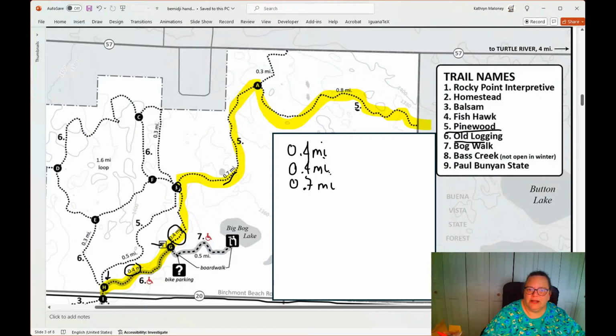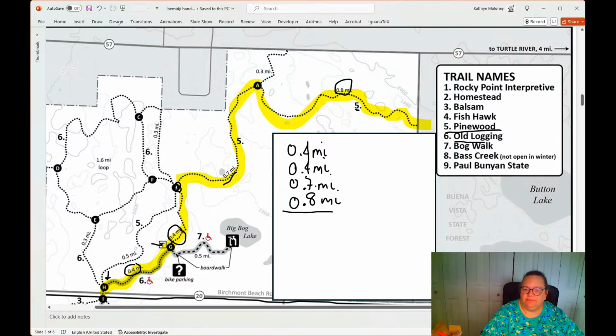miles. All right, and then we get to A, and then we're going to walk 0.8 miles to get out of the state park and go into the state forest. So we're going to write 0.8 miles. Now, one thing you're going to notice is that I lined all of my decimals up because we're adding.